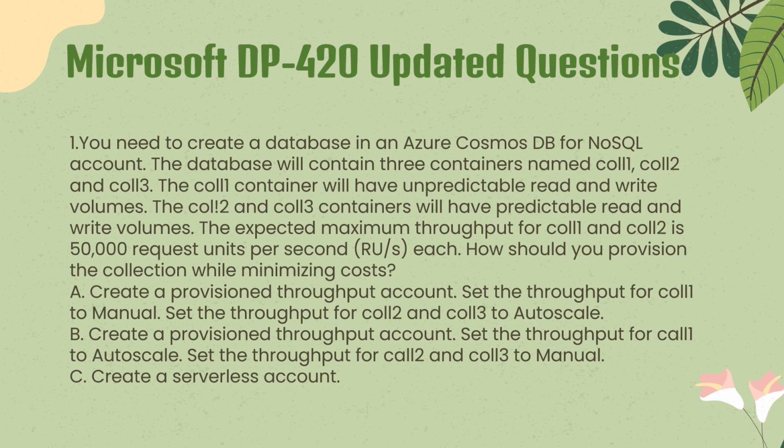A. Create a provisioned throughput account. Set the throughput for Call1 to manual. Set the throughput for Call2 and Call3 to autoscale. B. Create a provisioned throughput account. Set the throughput for Call1 to autoscale. Set the throughput for Call2 and Call3 to manual. C. Create a serverless account.